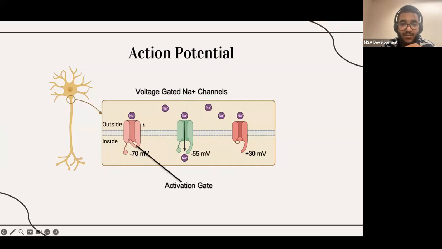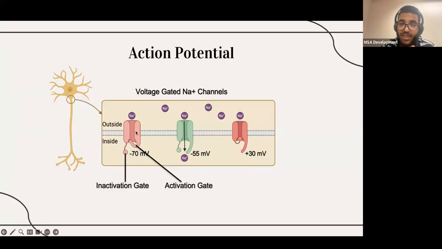So this is the basic structure of the voltage-gated sodium channel. It has two gates. It has the activation gate and the inactivation gate. I think in the slides it's M and H gate. Basically, what happens is once a threshold is reached, the activation gate opens. So initially the activation gate is closed. It's in this conformation at the resting membrane potential.